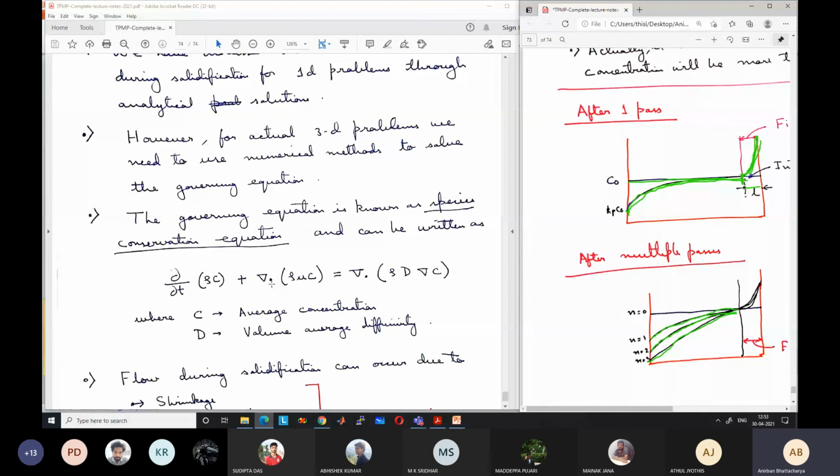This is exactly like the energy equation. So if we develop a CFD solver for solving the energy equation, we can use the same solver for solving the concentration equation also. So the solution process is exactly the same.